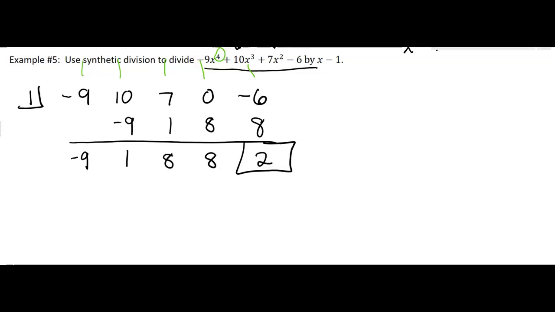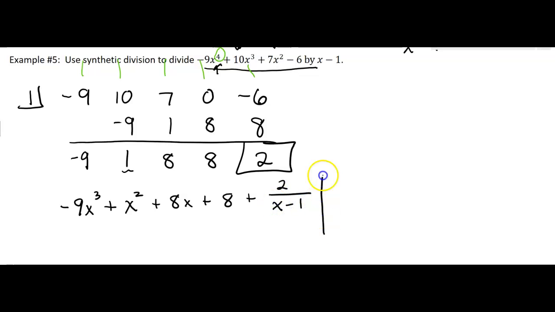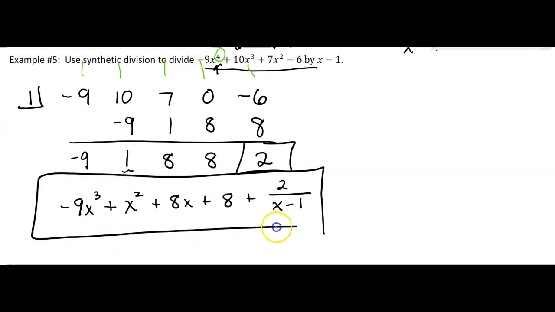So we started out in the dividend with x to the 4th. That means we're going to go to x cubed. So it'll be minus 9x cubed plus x squared. I don't have to write the 1, it's understood, plus 8x plus 8. Now I have to deal with the remainder, plus 2 over the divisor, which was x minus 1. And that's how I would write that as a polynomial, and we're done.